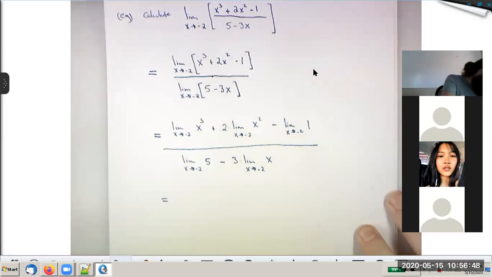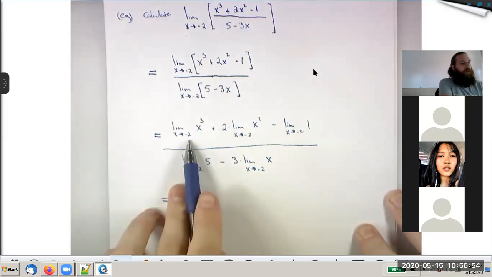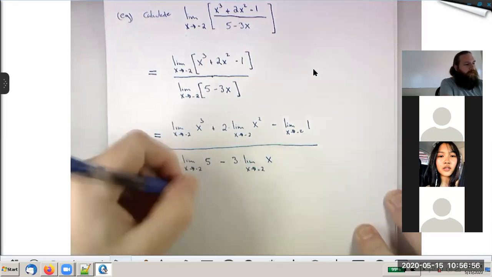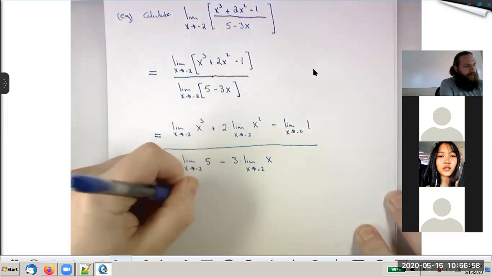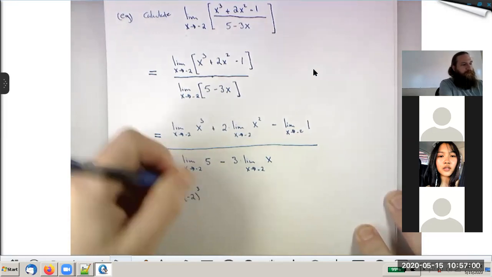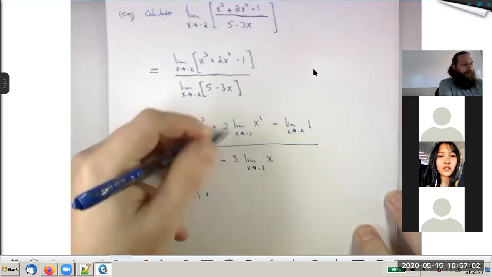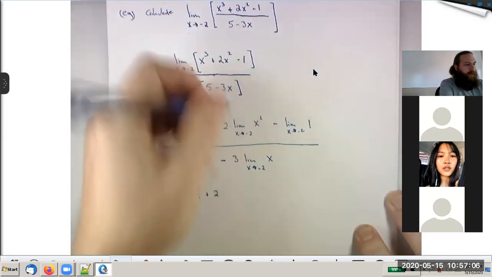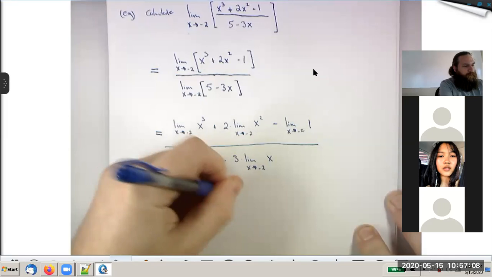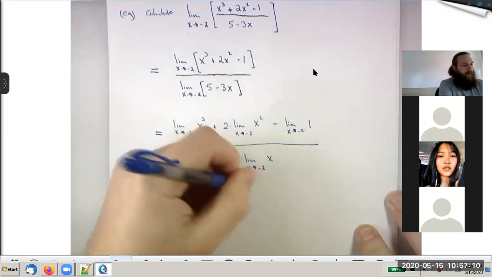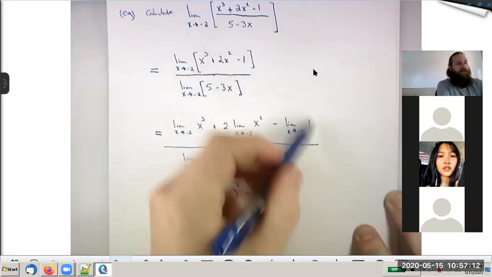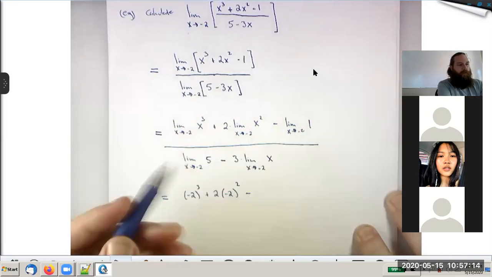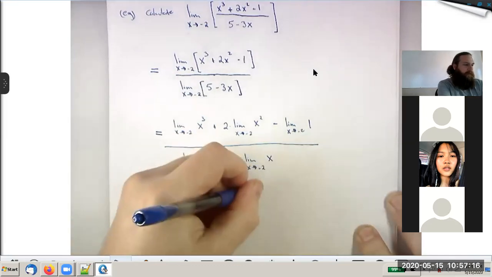And then according to limit law 9, the limit as x approaches -2 of x to the 3 should just be -2 to the 3. And then I've got this plus 2 times the limit as x goes to -2 of x squared. Well, that should be -2 squared, minus the limit of a constant. Here, this 1, that's a constant function, is just that constant.